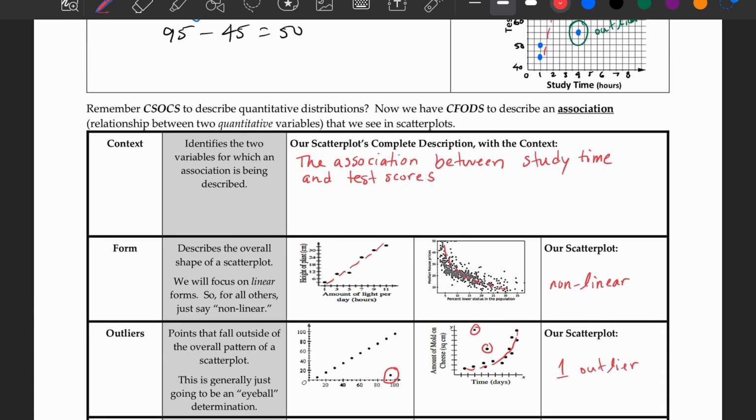All right, so now I can come back up and continue my sentence here. So the association between study time and test scores is, and now I have these adjectives. Why don't you take a crack at writing out the sentence? How would you order the things you're supposed to mention? And then unpause to see what I came up with.